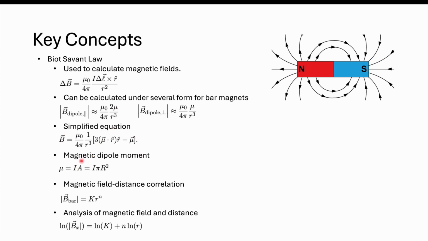The magnetic dipole moment can also be found this way, but we won't necessarily be using this in this experiment. But here is also another correlation where k is a magnetic constant and n is, we'll see later, the gradient of this logarithmic equation that we'll talk more about later.